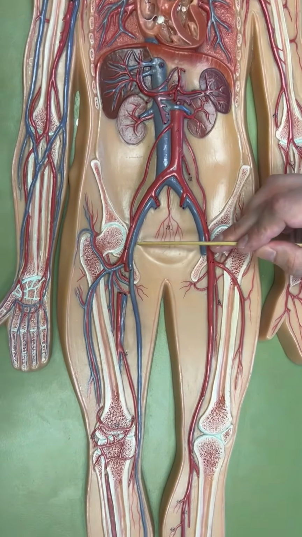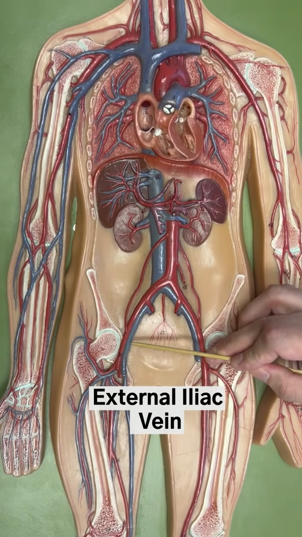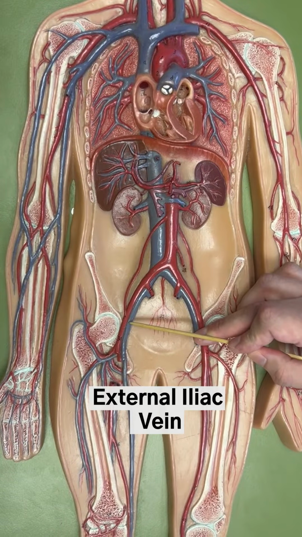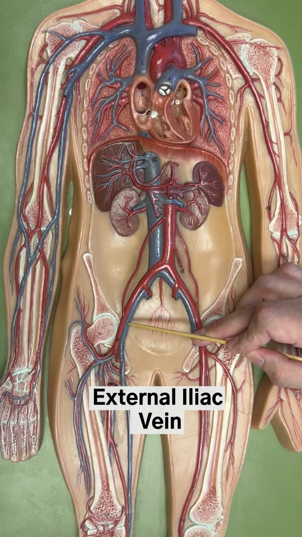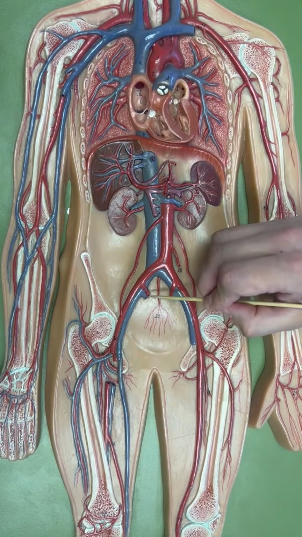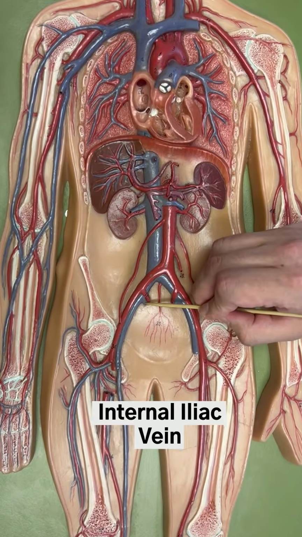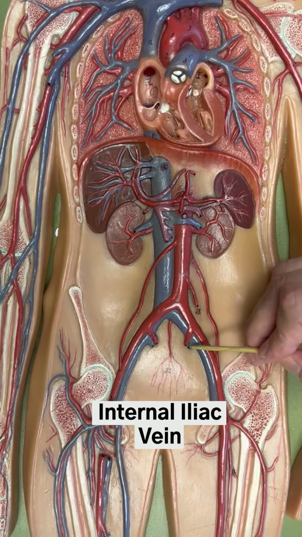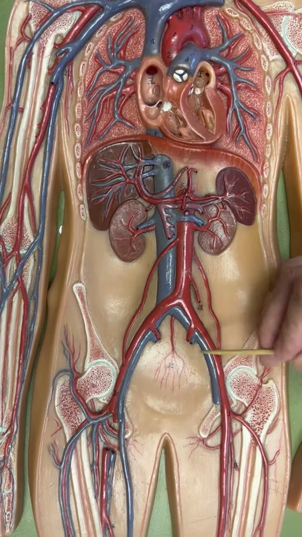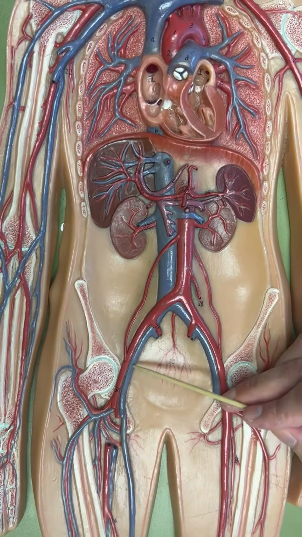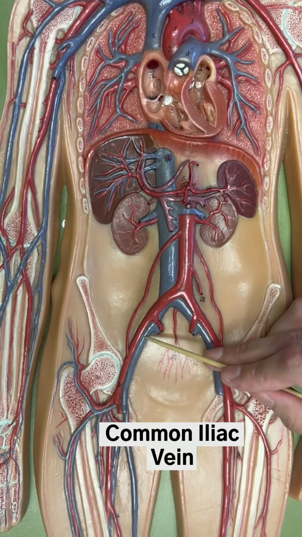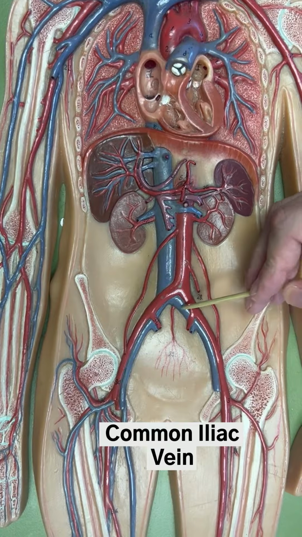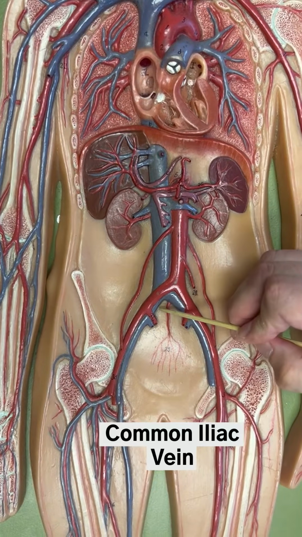As we continue up, this entire vessel here is the external iliac vein. External iliac vein. And although it's slightly cut off, this here is the internal iliac vein. The internal iliac vein. The external iliac and the internal iliac will merge together to make the common iliac vein. Here we have the common iliac vein.